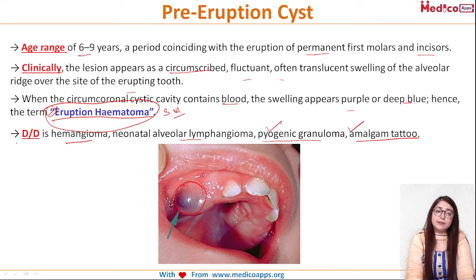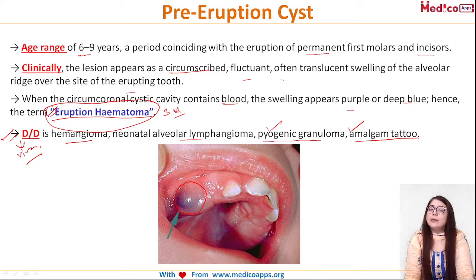Now why I'm telling the differential diagnosis is because this is important for viva. An examiner can ask you the differential diagnosis for pre-eruption cyst. So at least they are expecting one or two names, and apart from this, short notes can be asked on this pre-eruption cyst, right?